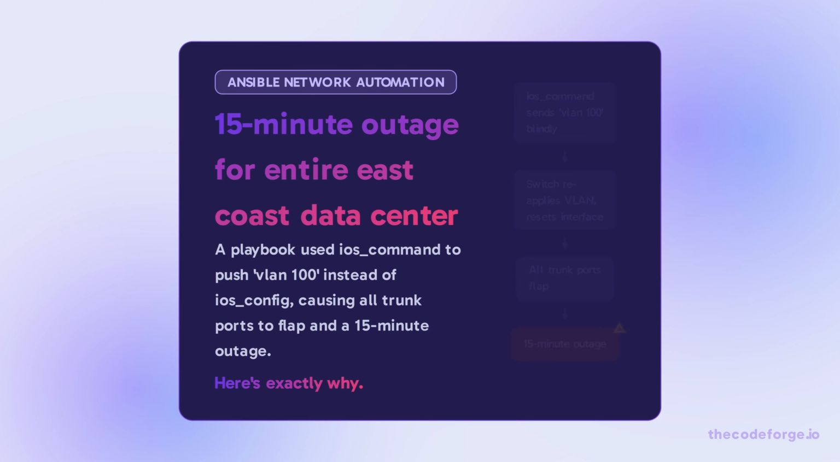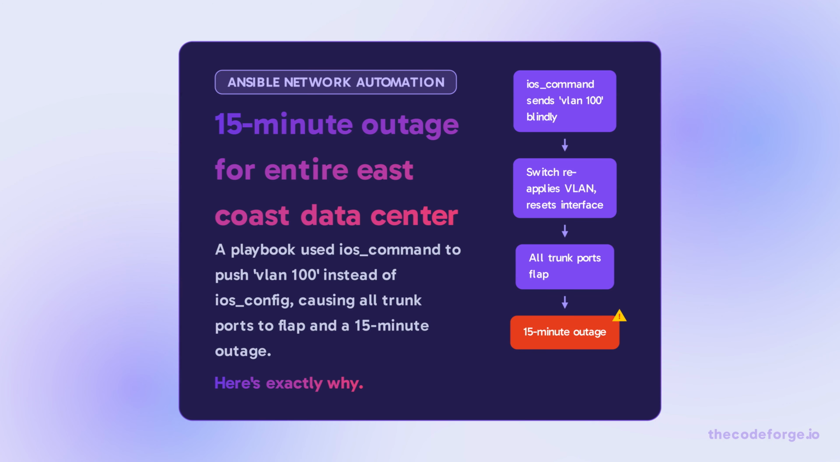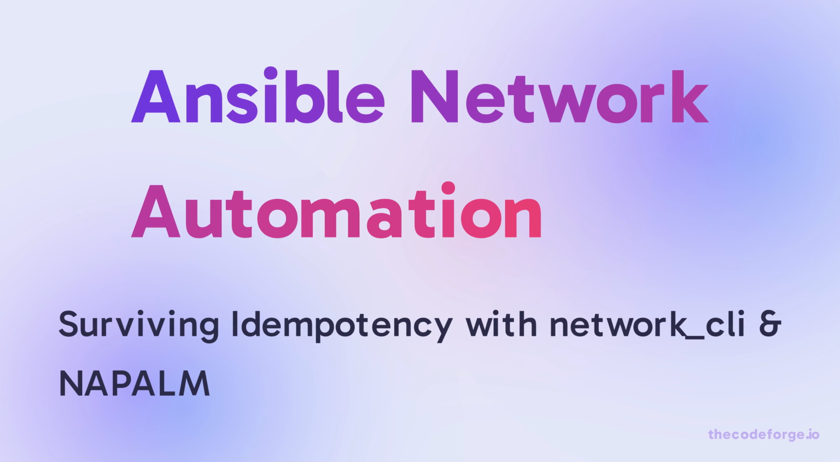It's 2 a.m., and your network automation just took down the entire East Coast data center for 15 minutes. The culprit? Using ios_command instead of ios_config to push a VLAN. Here's exactly why. Welcome to TheCodeForge.